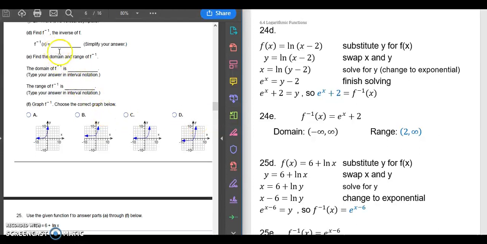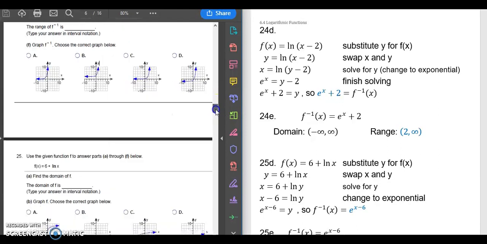So part D says find the inverse. We have our inverse. Part E says find the domain and range. The domain of your exponential functions is going from negative infinity to positive infinity. The range of this function now is shifted up 2 units, so it's going from 2 to positive infinity. So we have an exponential function that we're looking to be shifted up 2 units, and we see B is our best answer choice here.